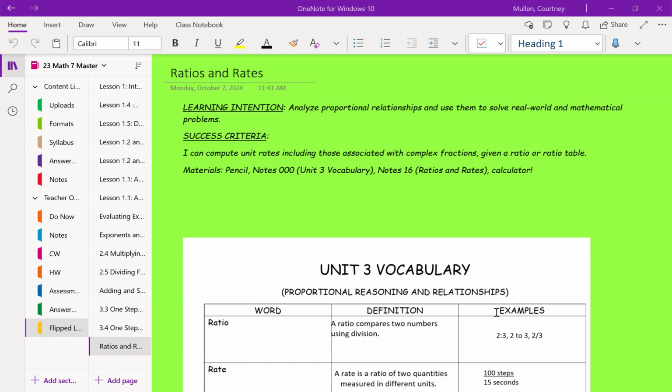Now that we're starting chapter 5, you can also use a calculator, and I'd like you to have one in front of you. So here we go.